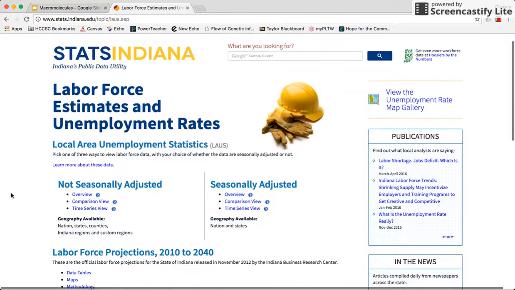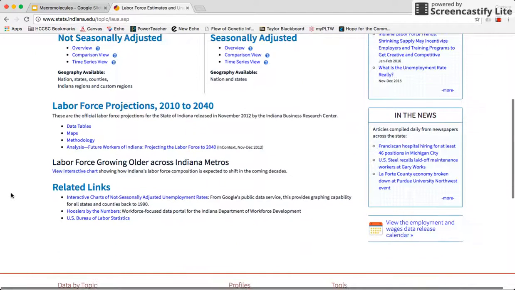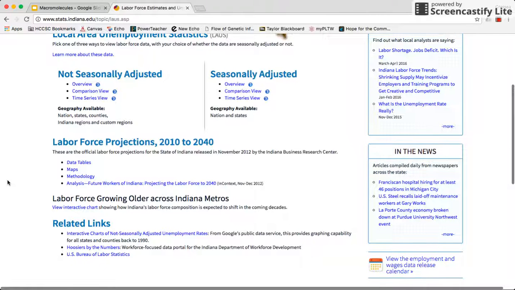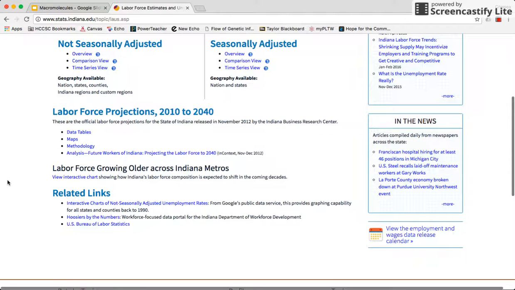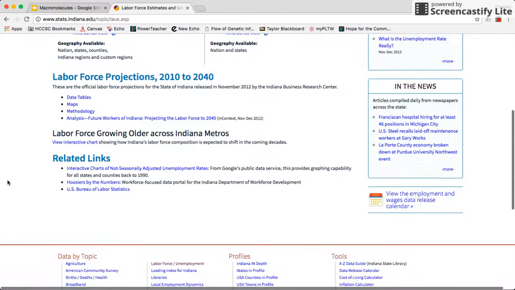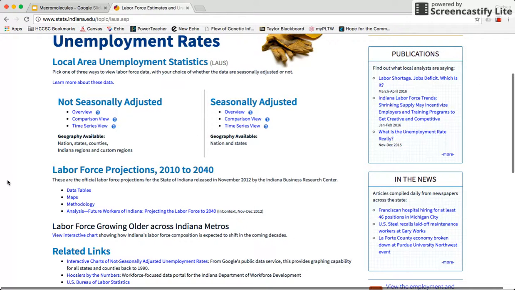So there's a couple of things that we'd like you to look at here. First, we want you to look at the local area unemployment statistics here. So we want to know what the unemployment rate is for the county. We also want you to look at the amount of people that are on welfare, and also the amount of people that use food stamps, because that definitely adds to the demographics of a county.